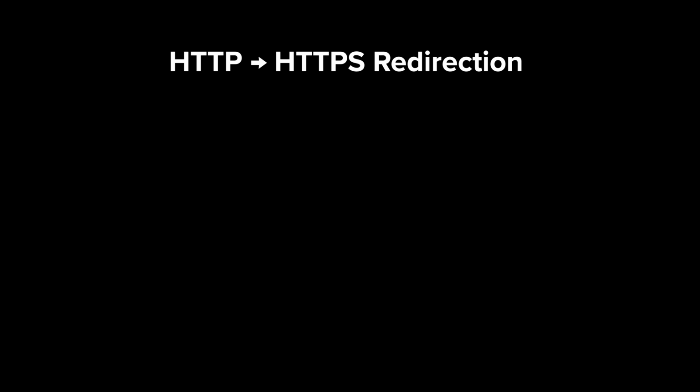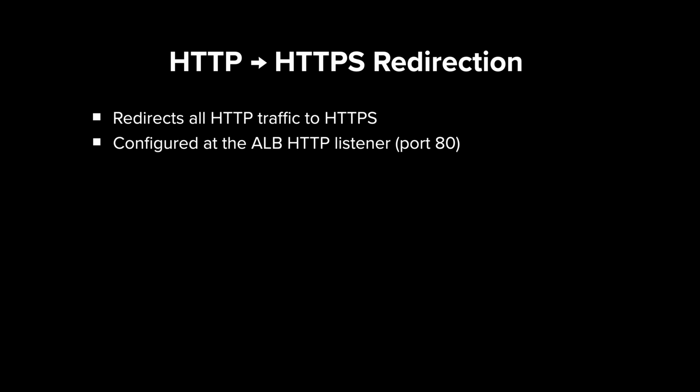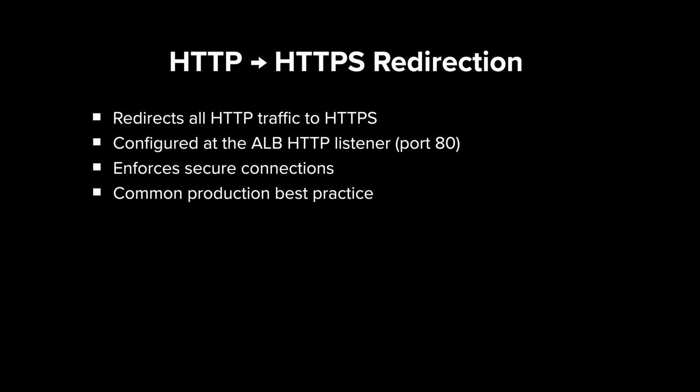Now let's look at HTTP to HTTPS redirection, which plays an important role in enforcing secure access to your application. This ensures that any request coming over HTTP is automatically redirected to HTTPS. This is typically configured at the Application Load Balancer by setting the HTTP listener on port 80 to redirect traffic to HTTPS on port 443. By doing this, you enforce secure connections and prevent users from accessing the application over an unencrypted channel. This approach is a common best practice in production environments.